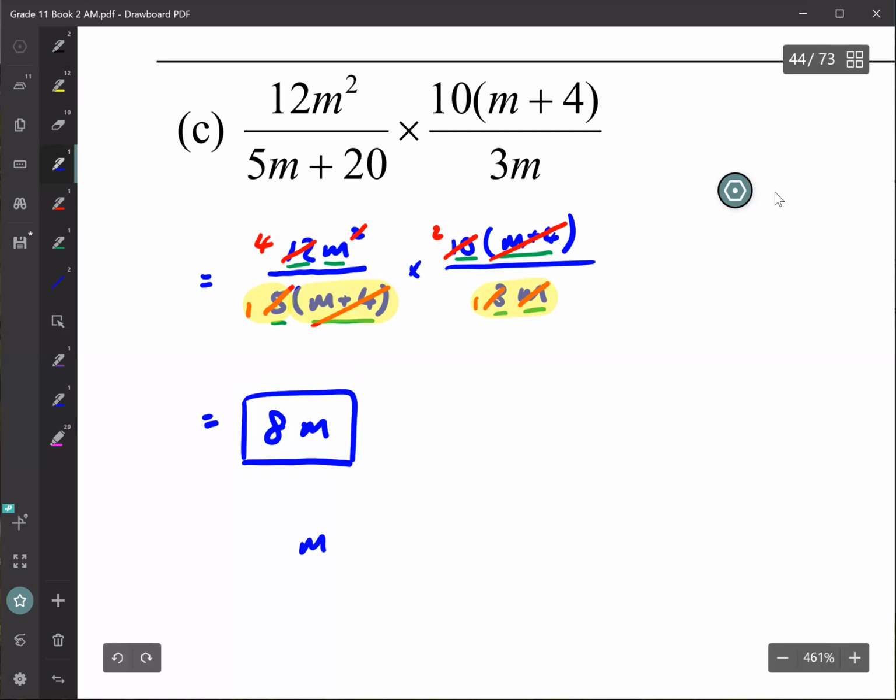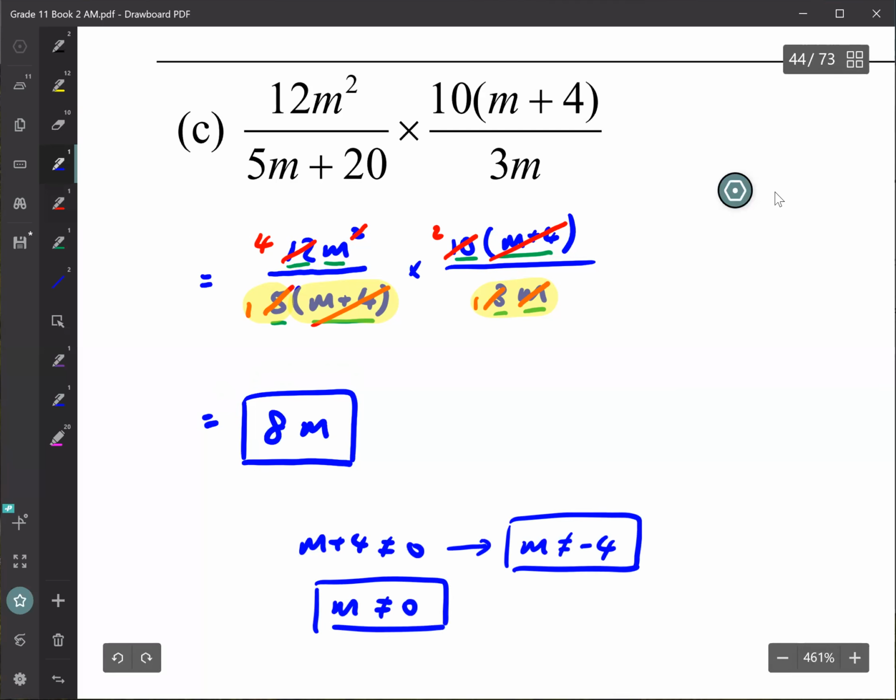So n plus 4 cannot be 0. And then on the right side you have 3m. The 3 you can ignore, so you just look at the m. m cannot be 0. From the brackets m plus 4, you will get m cannot be negative 4. Okay, so your restrictions are negative 4 and 0. So you have 2 restrictions.